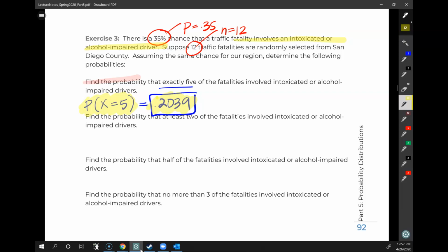So the second question here says find the probability. So again, we're looking for a probability. And then it says that at least 2.